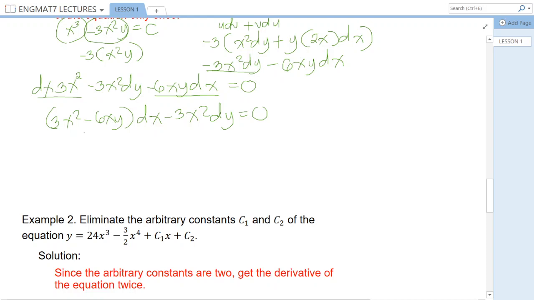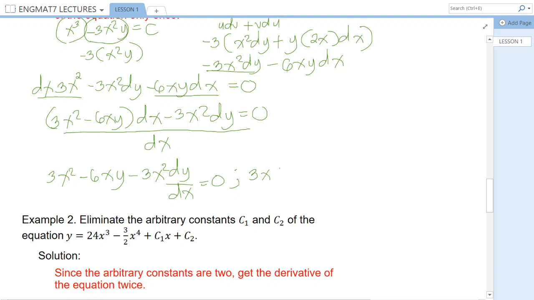Or if you want it in terms of dy over dx, let us just divide the whole equation by dx. That is 3x squared minus 6xy minus 3x squared dy over dx equals 0. Or that is written also in terms of y prime: 3x squared minus 6xy minus 3x squared y prime equals 0. That is our final answer. Okay, next.